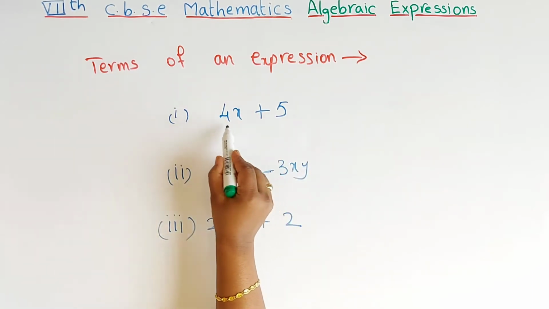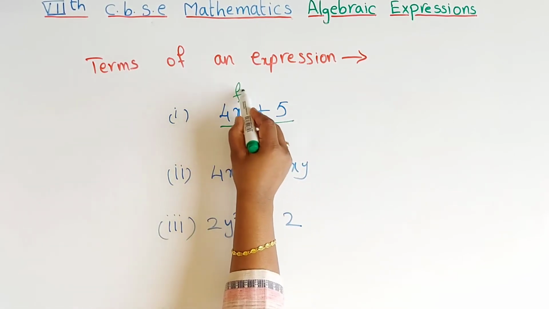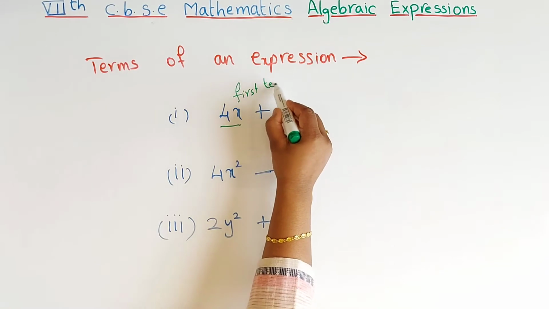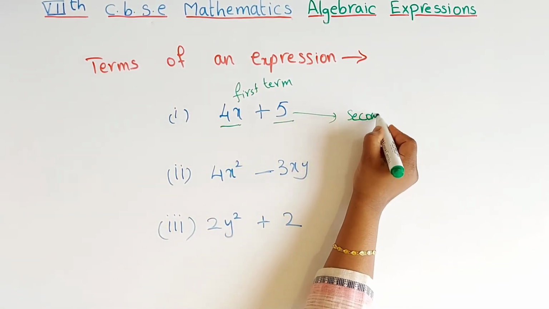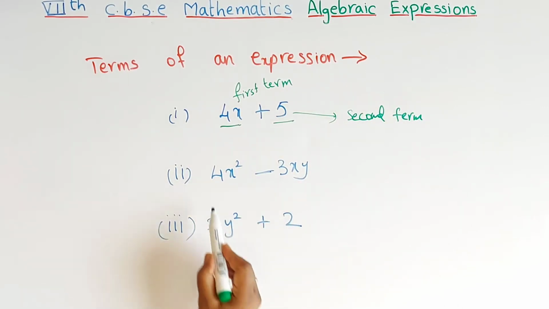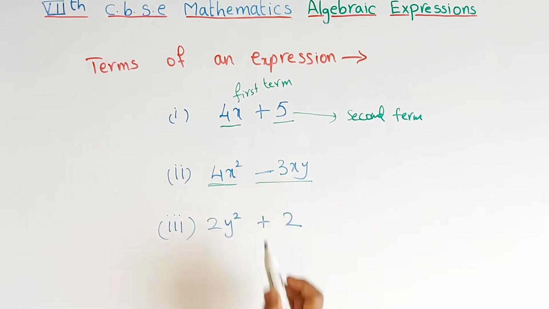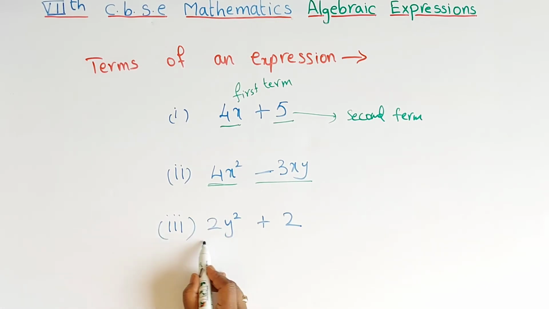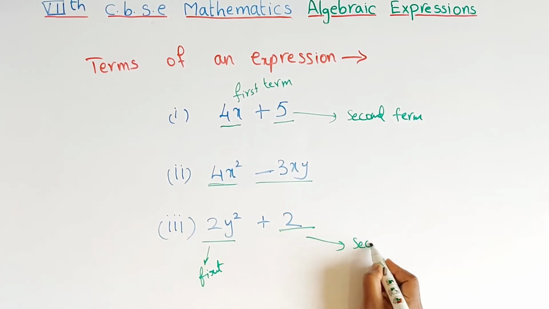Now we have three algebraic expressions, children. Now see the first one. 4x plus 5. Here 4x is the first term and 5 is the second term. In the second expression, 4x square is the first term and minus 3xy, along with sign you have to say, minus 3xy is the second term. In the third one, 2y square is the first term. 2 is the second term, children.